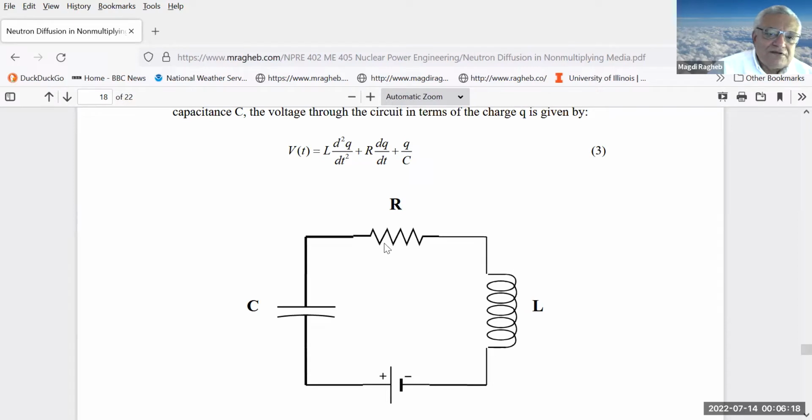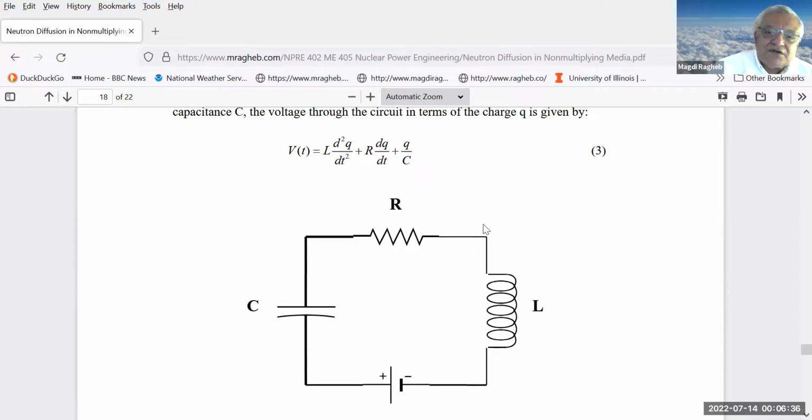Remember that energy in the capacitor is stored in the form of an electric field, whereas the energy in the inductor is stored in the form of a magnetic field. When you have a coil and you turn it this way, you create a magnetic field inside the coil.